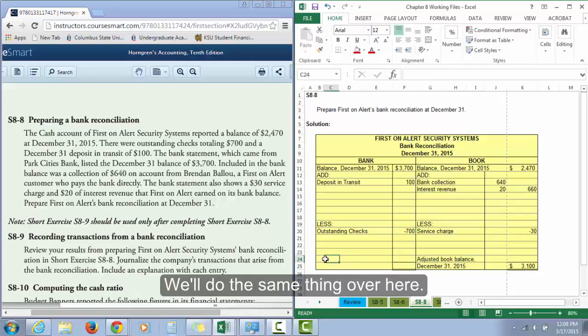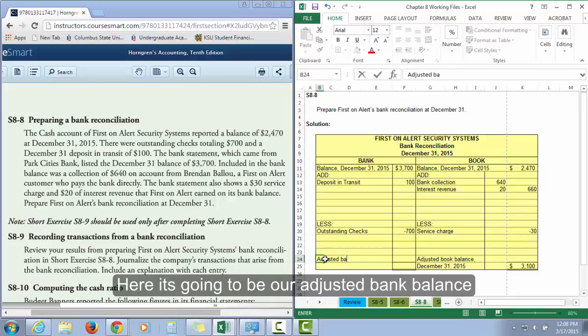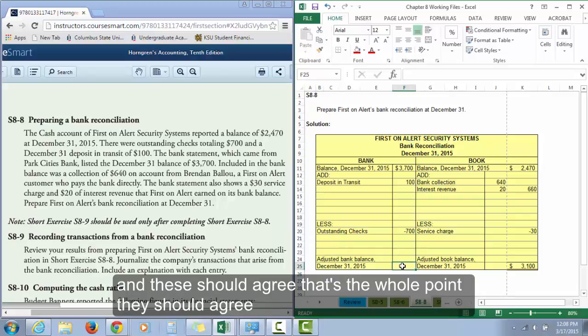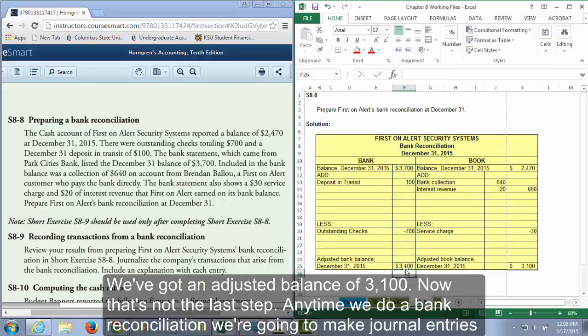And we'll do the same thing over here. And here it's going to be our adjusted bank balance, and it was at December 31st, 2015. And these should agree. That's the whole point. Okay, they should agree. Okay, and they do. We've got an adjusted balance of $3,100.